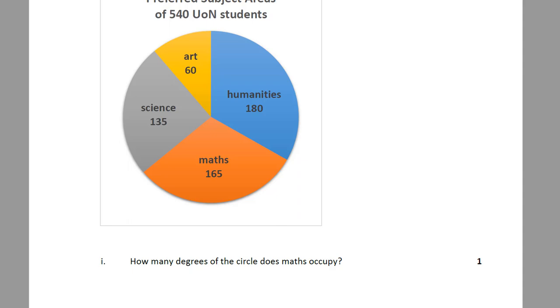How many degrees? Well, what fraction of the circle is maths? There's 165 students over a total of 540. That's what fraction of the circle is maths. And we want to know what fraction of the degrees. Well, the degrees is 360 in a full circle. So what is 165 divided by 540 times 360? 110 degrees. My estimate was something a bit over 90. I'm happy with that.